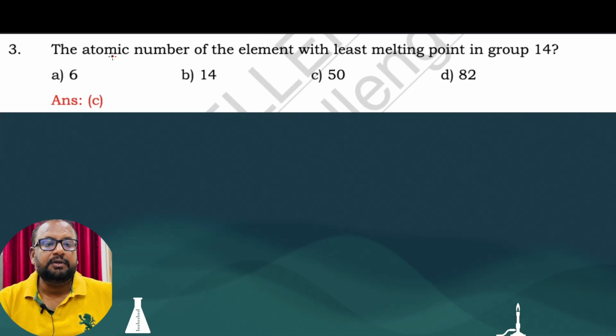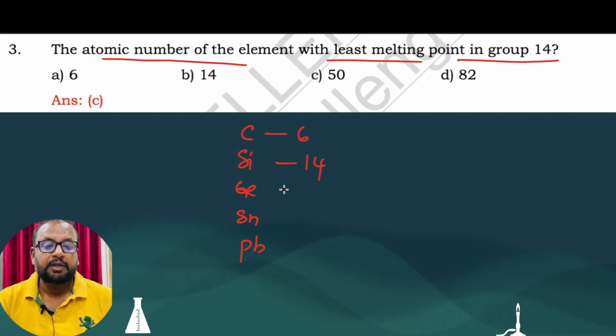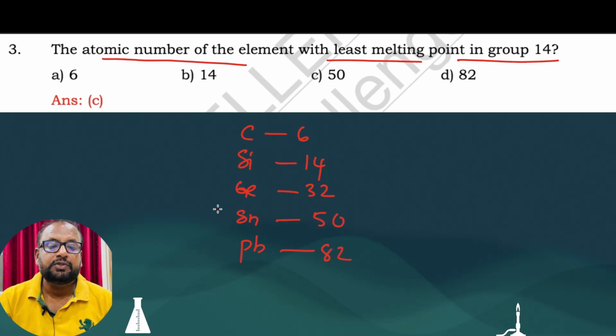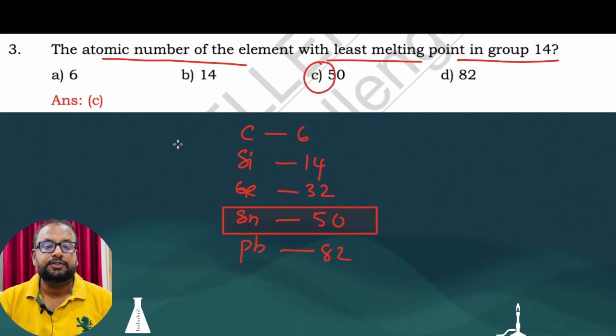Next question, the atomic number of the element with least melting point in the periodic table of the group 14 is. Group 14 elements are carbon, silicon, germanium, tin and lead. Carbon is 6, silicon is 14, germanium is 14 plus 18, that would be 32. 32 plus 18 would be 50. Lead is 82. Tin is the one which has the least melting point in this one. Answer for this question is C.